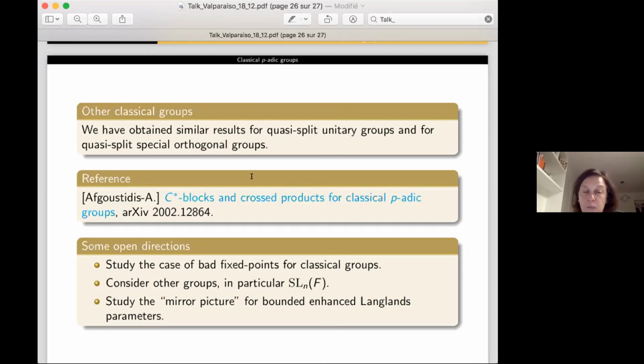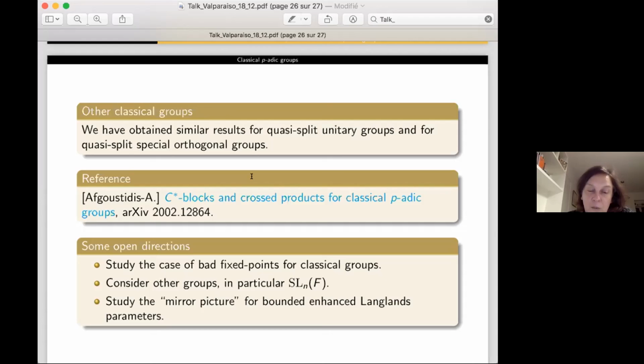But perhaps the first thing would be to understand better the situation in the case of bad fixed points, because at the moment we do not have a proof of a statement, and we do not have even a statement. What I should have said is that if we do not have a good fixed point, we show in the paper that the theorem cannot hold true. So something more subtle should happen, but it's not clear what it is at the moment.